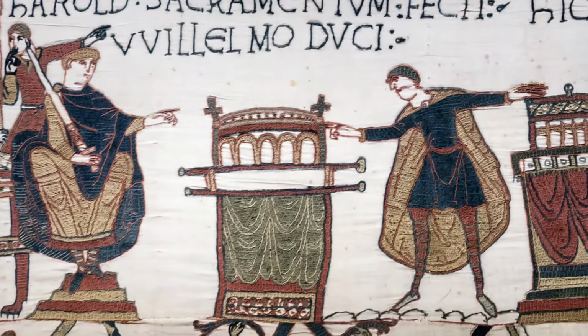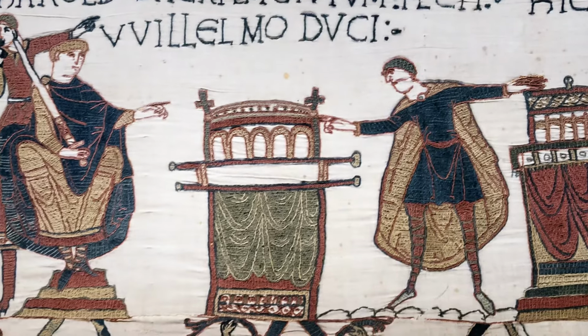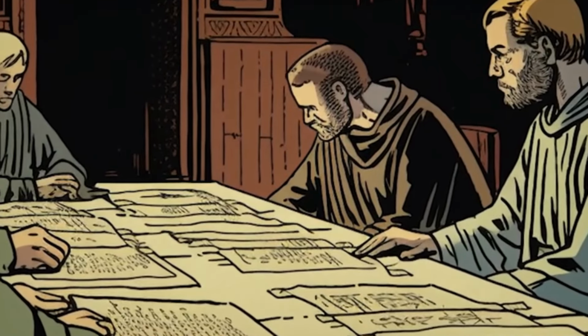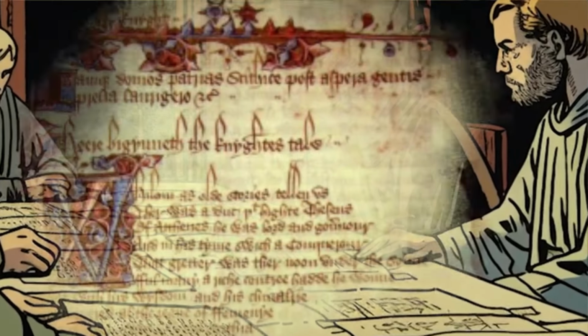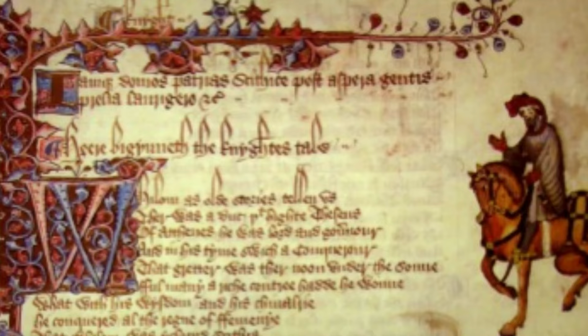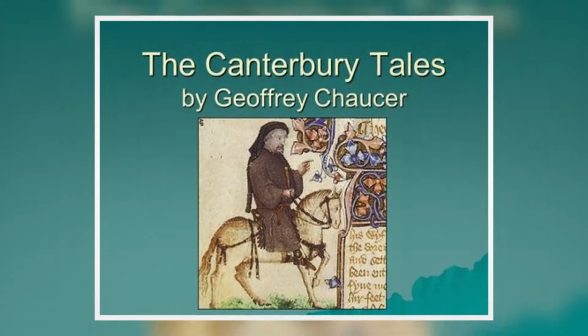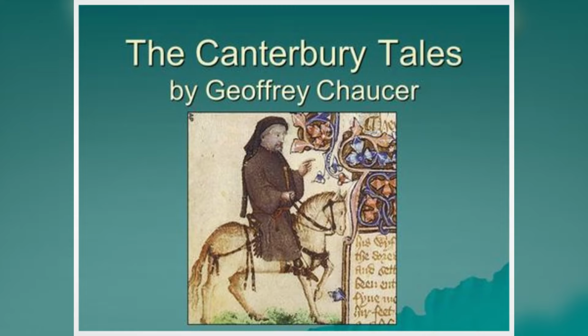Old English, the language of the Anglo-Saxons, began to absorb thousands of French words, particularly in the realms of law, governance, art, and religion. Over time, this blending of Old English and Norman French evolved into Middle English, the language of Geoffrey Chaucer and the Canterbury Tales.